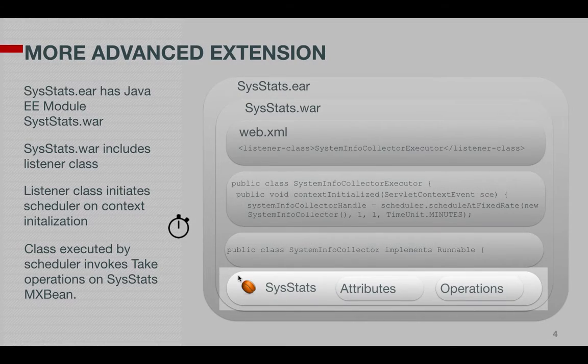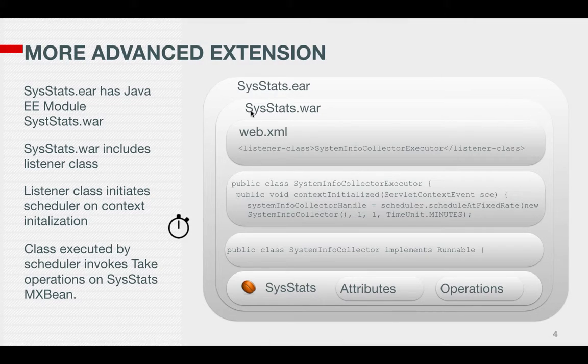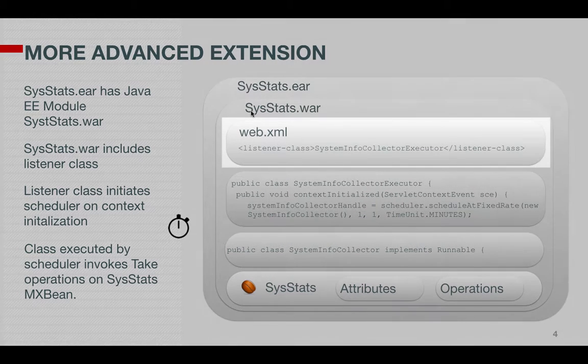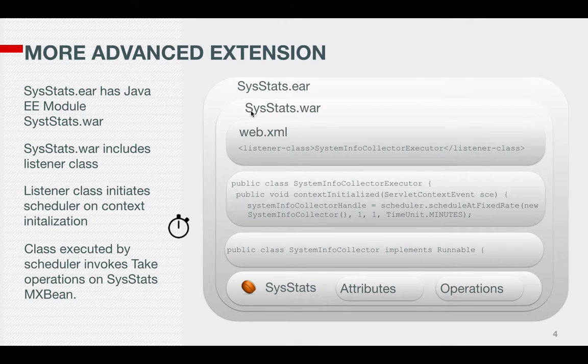The systats MXBean is packaged in the systats WAR. When the systats EAR is deployed or started, the context is initialized. The listener class definition in the web.xml will execute the system info collector executor, and the system info collector executor starts a scheduler which executes the system info collector every minute. The system info collector calls all operations starting with take average on the systats MXBean.